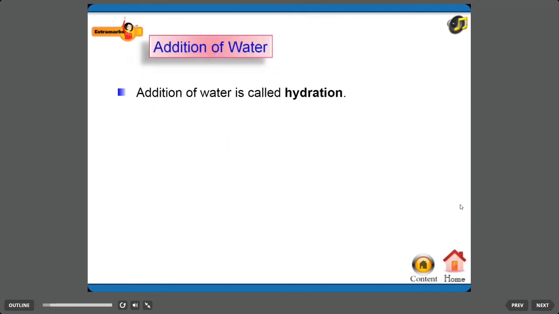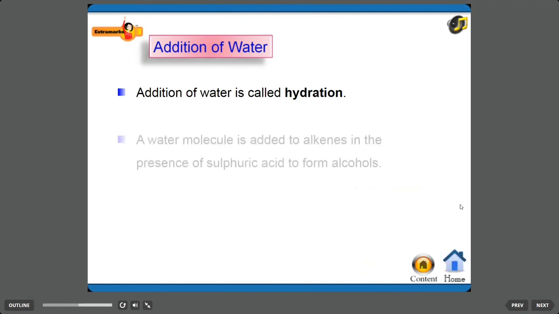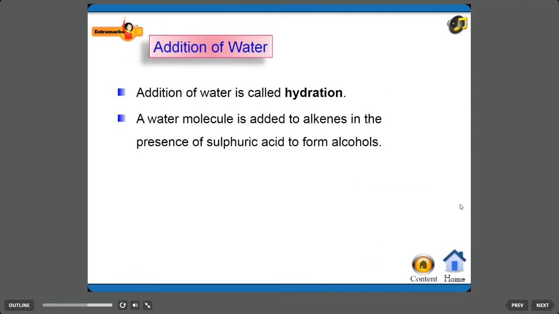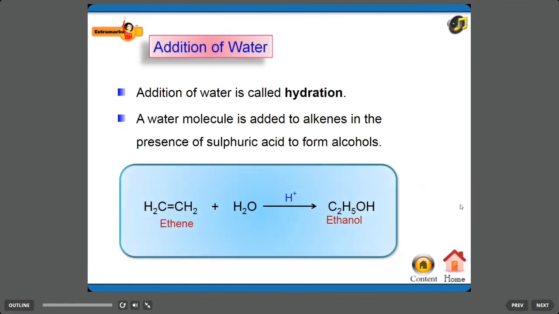Next chemical property of ethene, which we will study, is addition of water. The addition of water is called hydration. A water molecule is added to alkenes in the presence of sulfuric acid to form alcohols. For example, ethene on hydrolysis forms an ethanol.